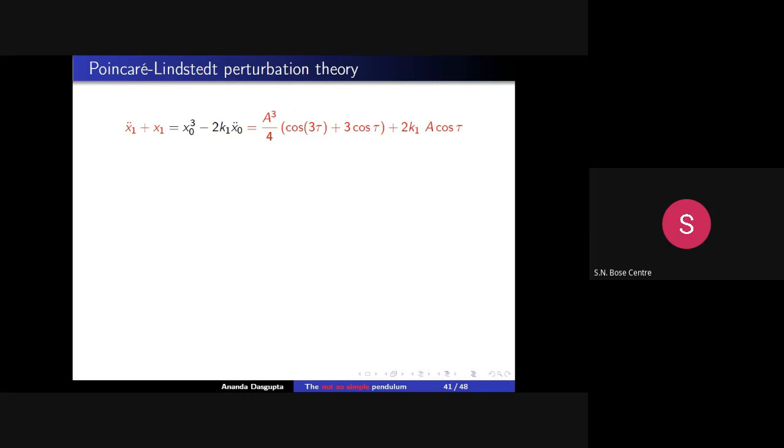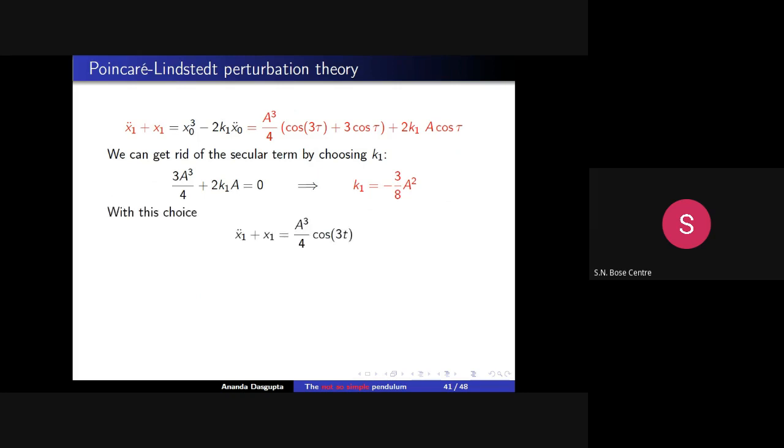Now, how can you manage to get rid of that? Remember K1, the perturbation term which changes the omega, is in your hands. Notice there are two cos tau terms. You just choose K1 such that the cos tau terms vanish. So this secular term, the term which causes growing amplitude, goes away. This K1 was doing this. And then the rest of the calculations are actually simpler because the secular term goes away. You're just left with this term and your integration is trivial.